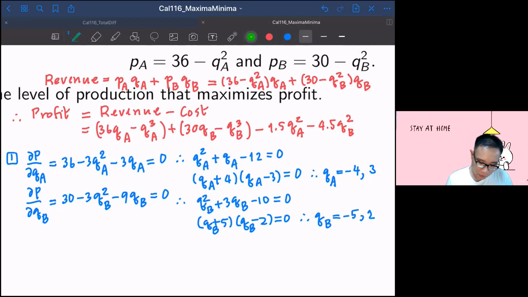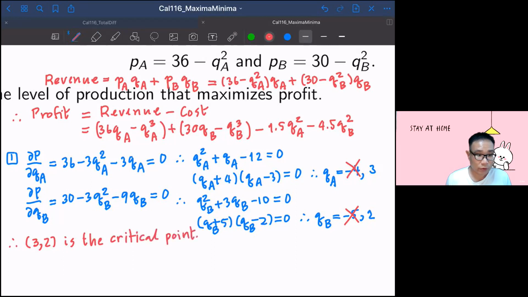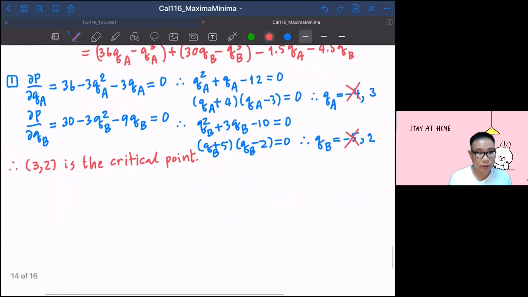Okay, so the quantity cannot be negative. So negative 4 and negative 5 cannot be included in the critical point. So we have only one critical point. It's going to be (3, 2) is the critical point. So you have only one critical point in this case.